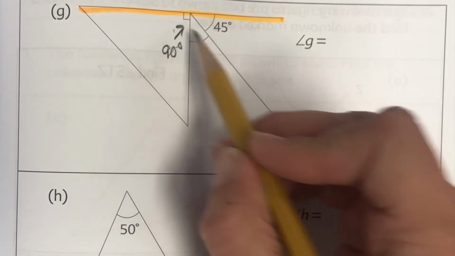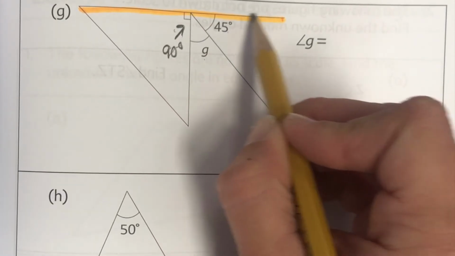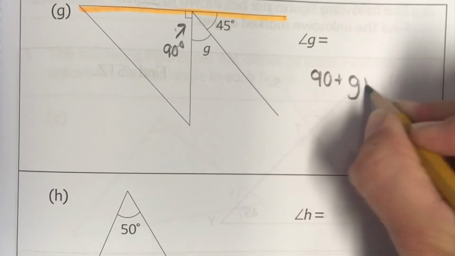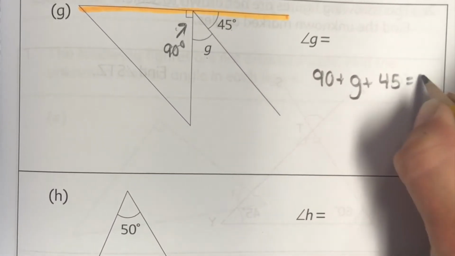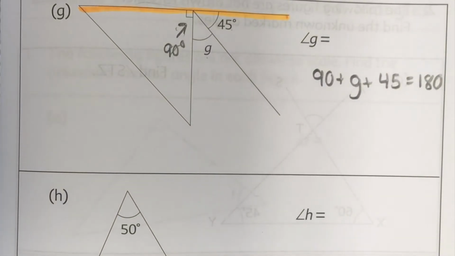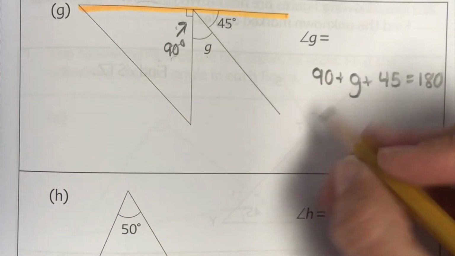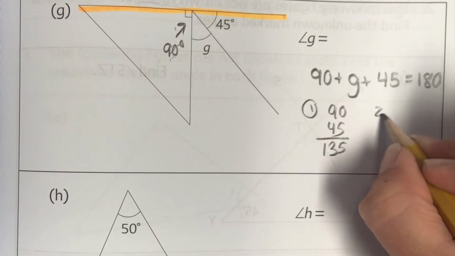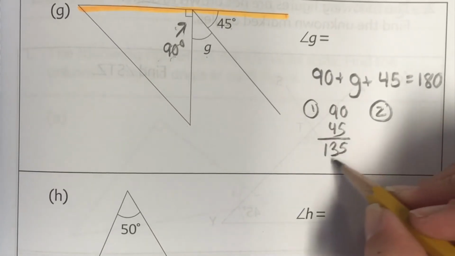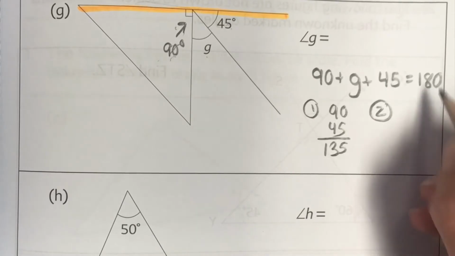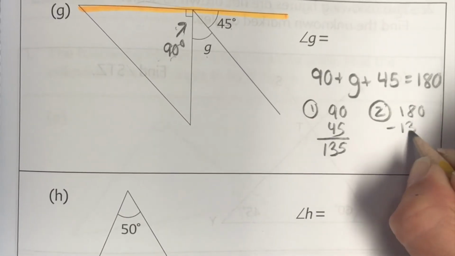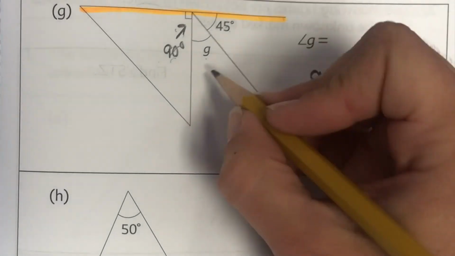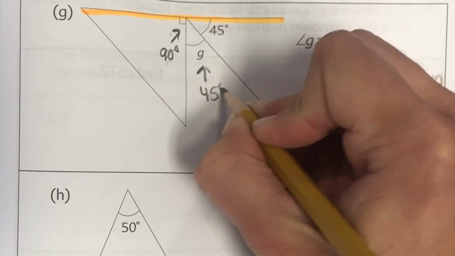I know that this angle plus this angle plus this angle will equal 180 degrees because they fall on a line. So I want to add 90 plus angle G plus 45 degrees, and they will all equal 180. I'm going to add together the two parts that I know. So let's add together 90 and 45. I get 135. Next, I'm going to subtract the parts I know, 135, from 180. 180 minus 135 equals 45 degrees. That means that angle G is 45 degrees.